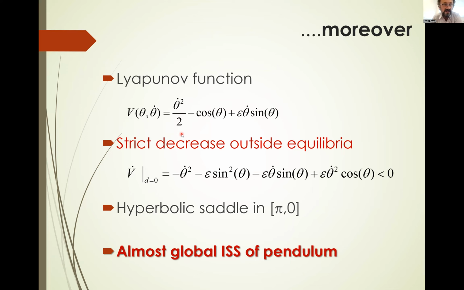But you can make it strict just with a perturbation epsilon theta dot sine theta, and it turns out then that you get something that strictly decreases outside of equilibrium. So it's possible to have that. It's not difficult in this example. And of course, your equilibria are hyperbolic, which I said was another assumption. So there's a saddle in pi 0, and there is a node, sorry, a focus in 0, 0. And so you can apply the theorem and you get almost global ISS of the pendulum.